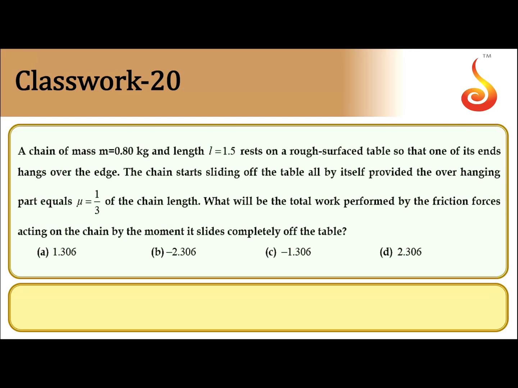Next one: a chain of mass m equal to 0.8 kg and length 1.5 meter rests on a rough surface table so that one of its ends hangs over the edge. The chain starts sliding off the table all by itself provided the overhanging part equals 1/3 of the chain length. What will be the work performed by the friction forces acting on the chain by the moment it slides completely off the table?